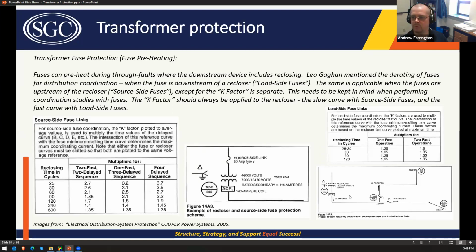Okay, Leo went over this more eloquently than I did. I'm more familiar with the source side because I do this much more often than I do distribution protection. Here you apply the K factor to the slow curve, and you want to make sure that the slow curve always operates before the fuse. So there are different K factors, but it's a similar table, similar concept. It just depends on which side of the recloser the fuse is located.